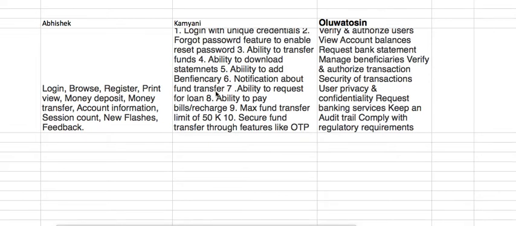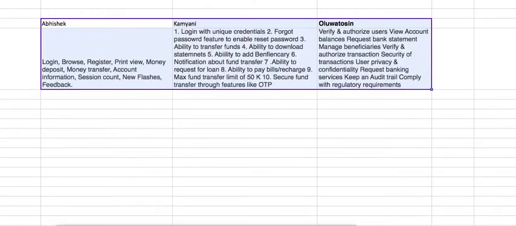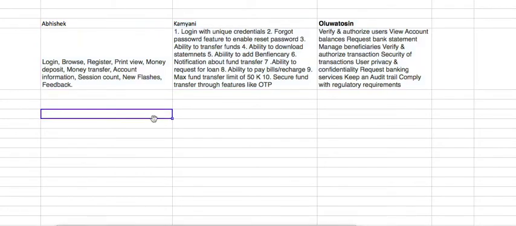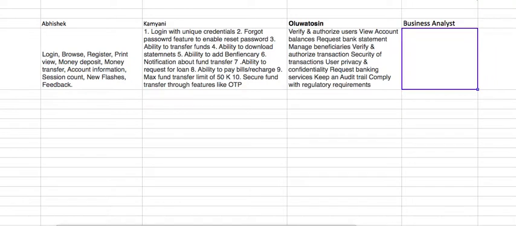Okay, I have received these requirements from the three of you, and let's work on them. The requirements are not written in a proper way, but let's see how we can put them together. So this is a business analyst here. Now this is what happens when you are performing your role as a business analyst.